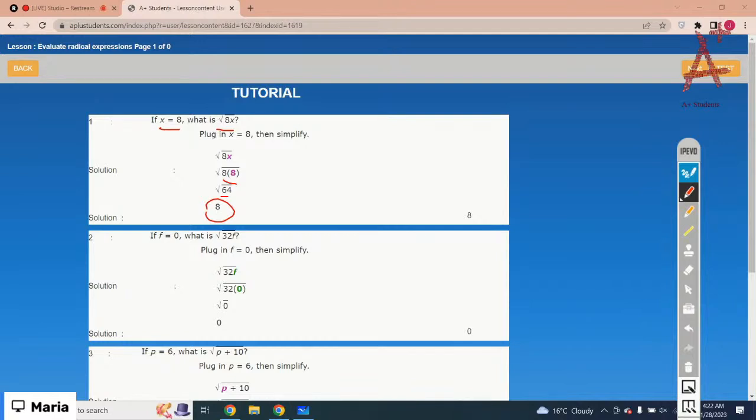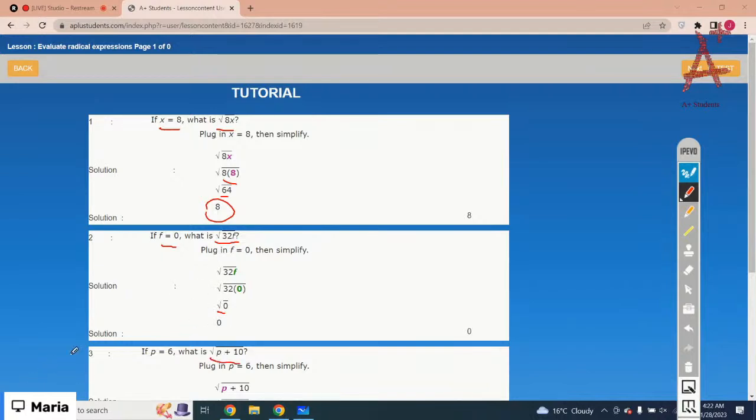Okay, the next one is for f equals 0, what is the square root 32f? So just replace the f with the value, f is 0. So 32 times 0 is 0. So you have to evaluate square root 0. That would be 0. Got it?